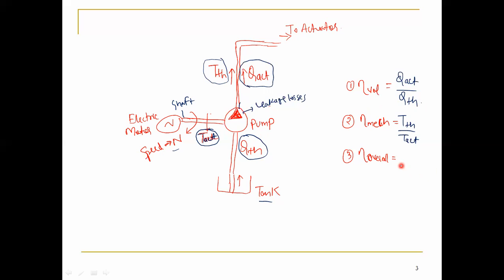When we come to the overall efficiency, में क्या है? जो actual power delivered to the pump क्या रहेगा? It is input में. Input supplied is what? That is T actual into omega. ठीक है. अब pump output will be what? We are getting the actual discharge, Q actual मिल रहा है.